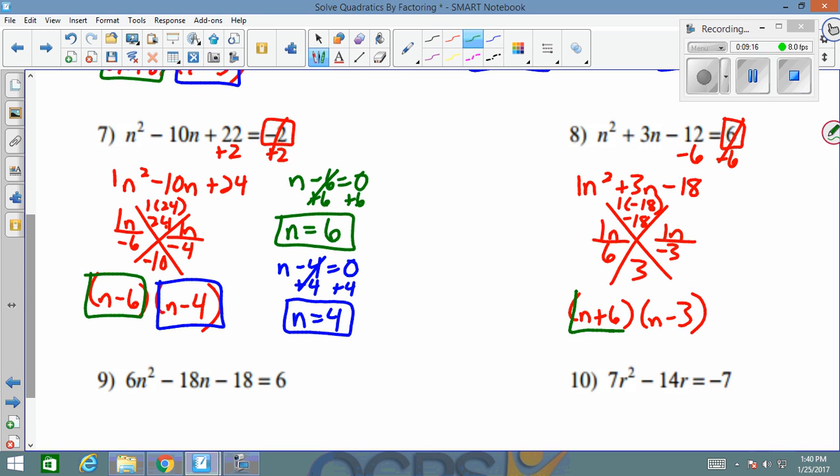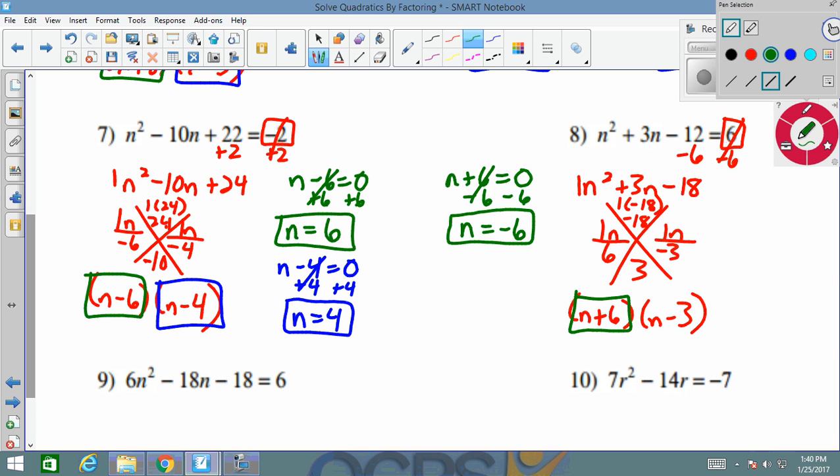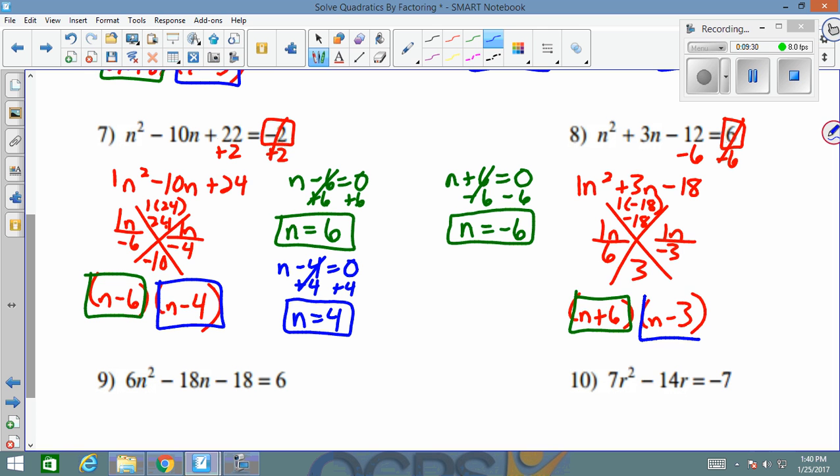We're going to take each parenthesis. Set equal to 0. Since it's positive 6, we're going to subtract 6. So we get n equals negative 6. And then again, same here. You have n minus 3 equals 0. Since it's negative 3, we're going to add 3. So we get n equals 3.